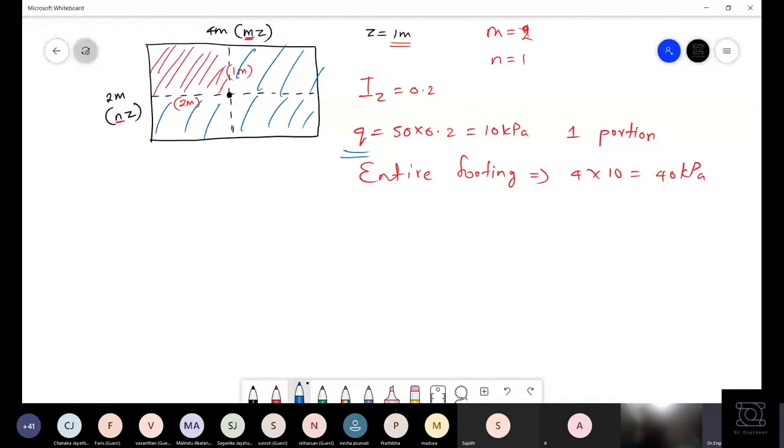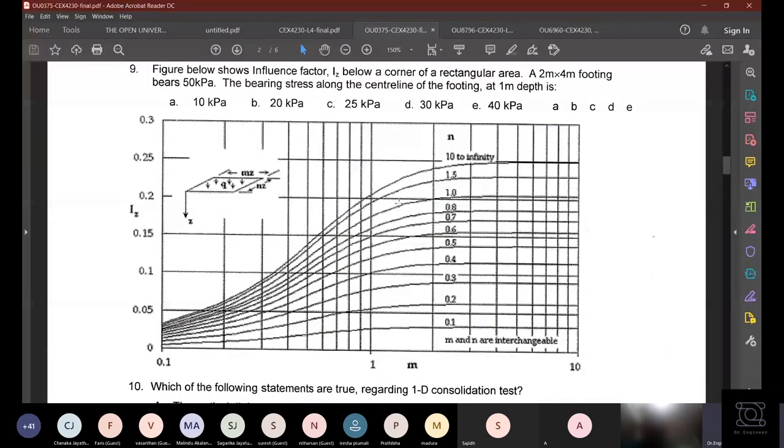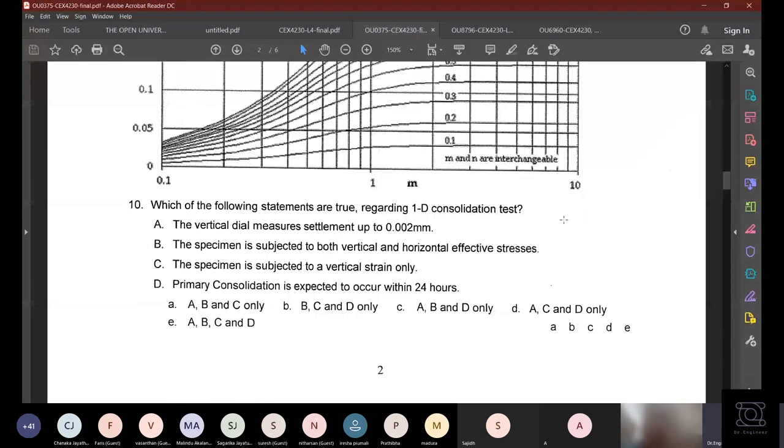Question number 10, again one dimensional test. The vertical dial measures settlement in 0.02 millimeter increments. That is correct. The specimen is subject to both horizontal and vertical effective stress. That is wrong, only vertical. The specimen is subjected to vertical strain only. That is correct. Primary consolidation is expected to occur within 24 hours. That is our expectation. That is also correct. So except B, all three are correct. So A, C, D are correct. So option D. Right, so that is 10th.